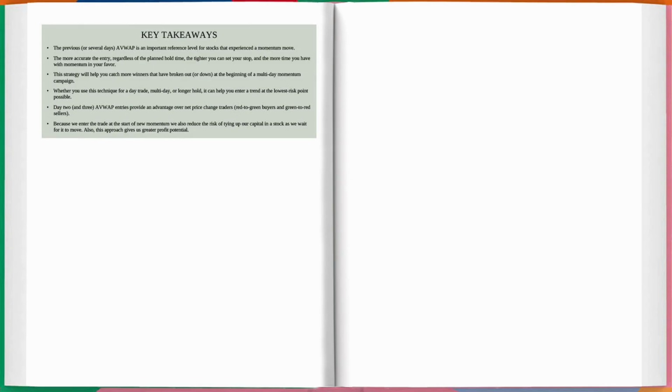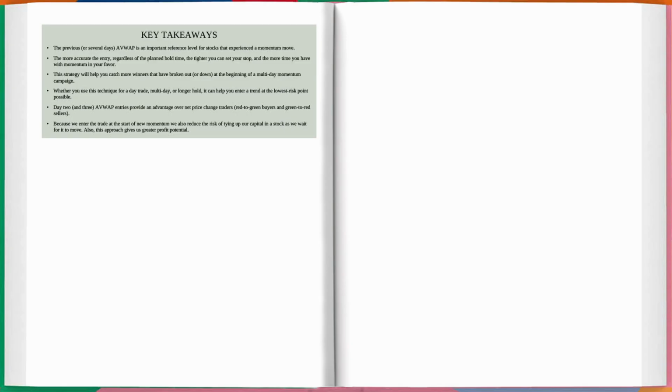Key takeaways. The previous or several days AVWAP is an important reference level for stocks that experienced a momentum move. The more accurate the entry, regardless of the planned hold time, the tighter you can set your stop, and the more time you have with momentum in your favor. This strategy will help you catch more winners that have broken out or down at the beginning of a multi-day momentum campaign. Whether you use this technique for a day trade, multi-day, or longer hold, it can help you enter a trend at the lowest risk point possible.